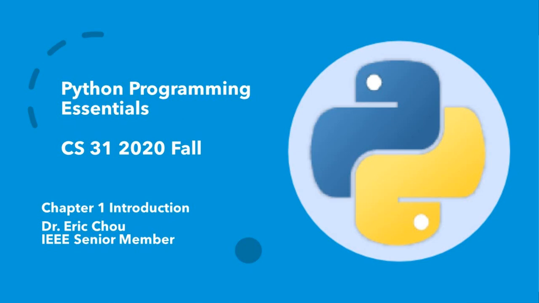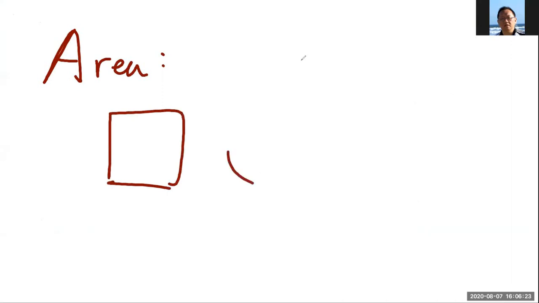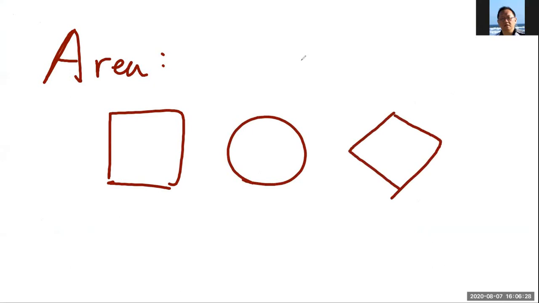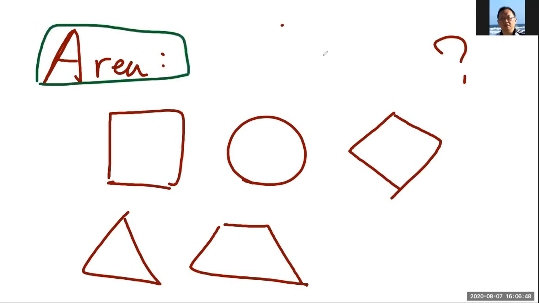Today I'm going to talk about the concept of area. We have square, circle, parallelogram or diamond, triangle, and trapezoid. How do we calculate the area for each one, and what actually is area? Let me start with Helen.